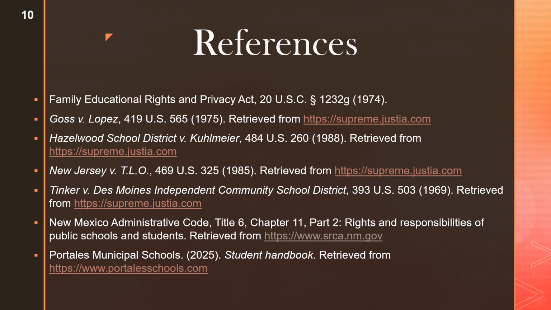These references include federal case law, federal statutes, New Mexico Administrative Code, and local district policy. The New Mexico Administrative Code, specifically Title VI, outlines student rights and responsibilities at the state level, while local policies such as the Portales Student Handbook demonstrate how those laws are applied at the district and campus levels. Notice that these sources move from federal to state to local, which mirrors how law is normally applied in schools.